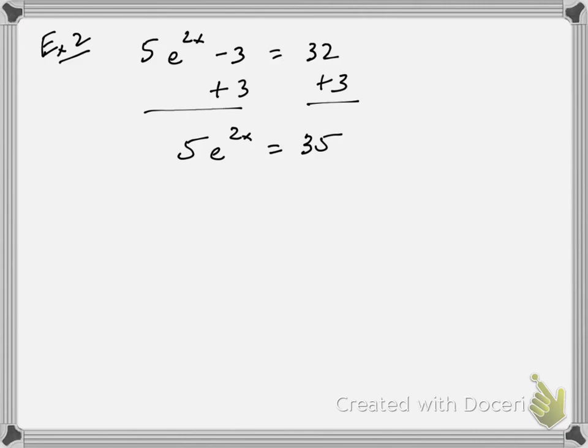And I need to divide by 5. That's what I was talking about. I get e to the 2x is equal to 7. Sometimes it's going to be a fraction, oh well. And now this time I want to do the natural log of both sides.